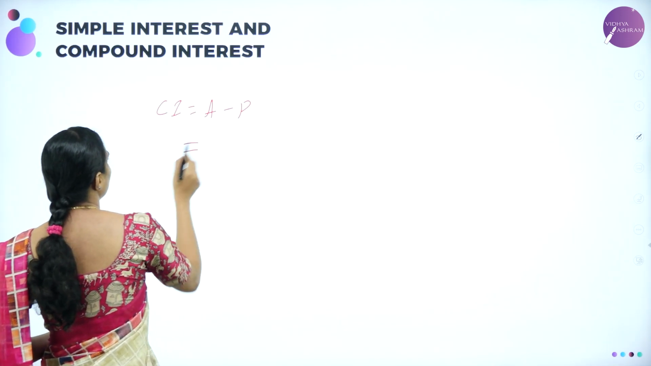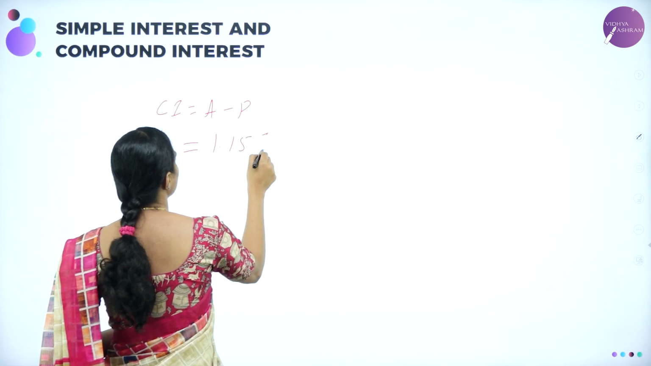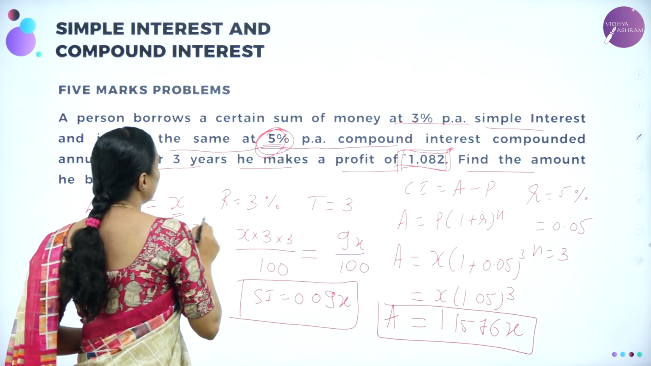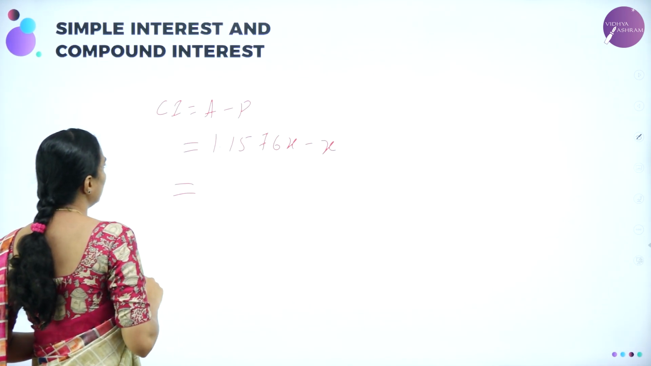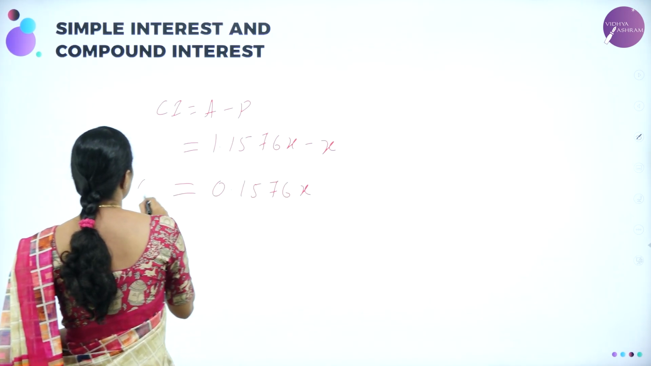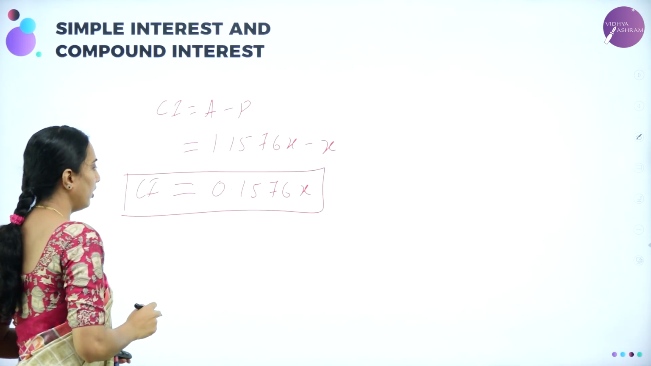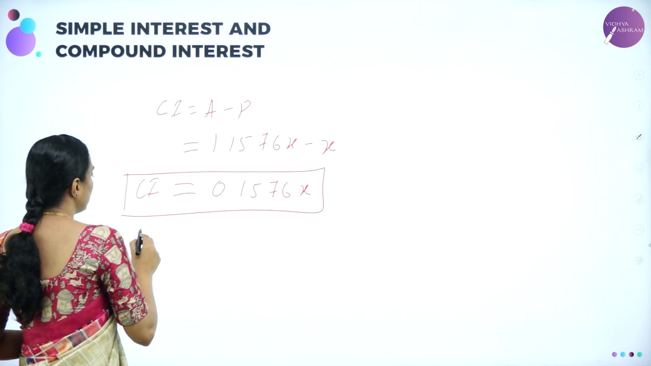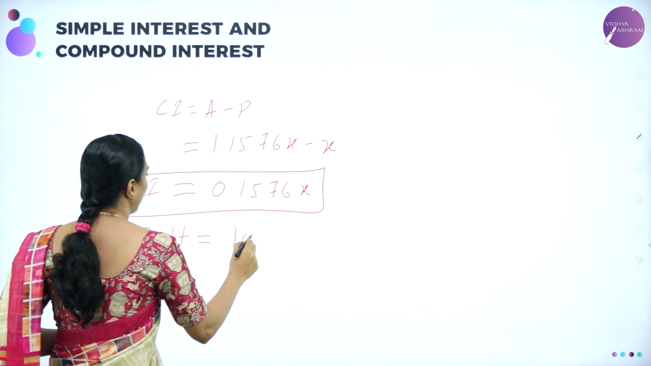Now A is equal to CI, that is, A is equal to 1.1576x minus P, which is nothing but x that you are going to consider here, right? So the answer you are going to get for this one is 0.1576x, that is your CI. Now which is greater of these two, 0.1576 and 0.09x? This is greater. So the profit they have given is 1082.